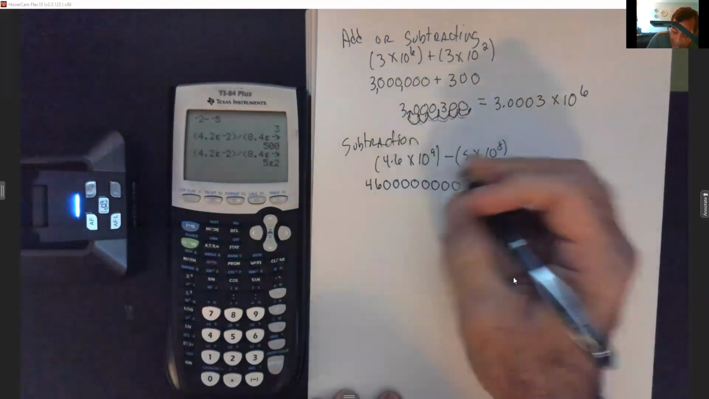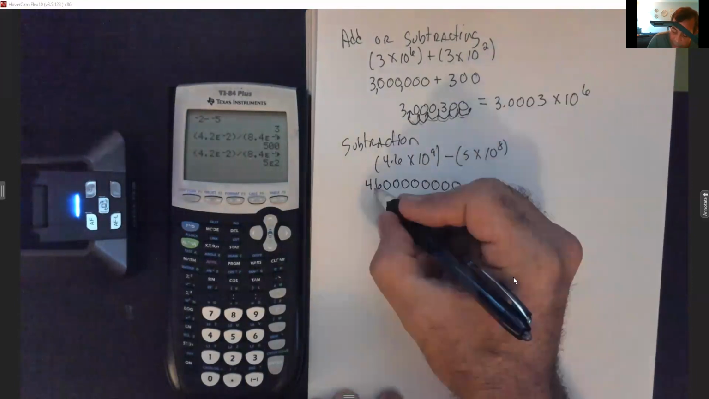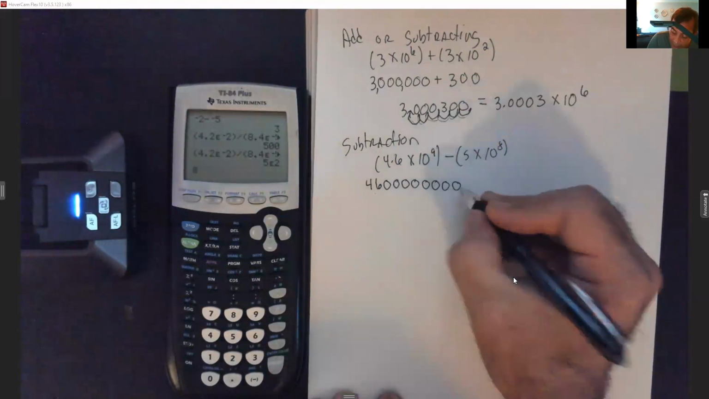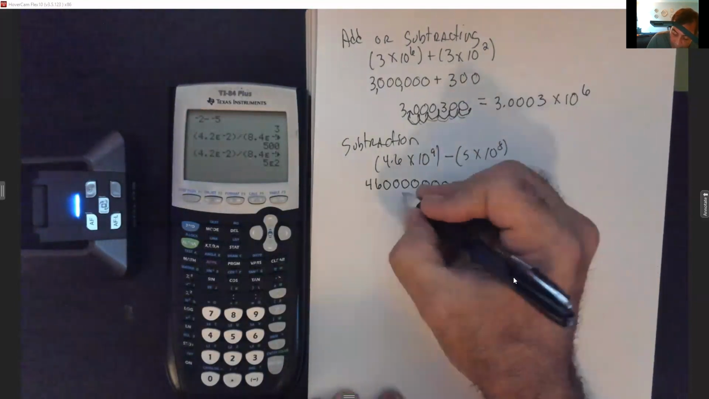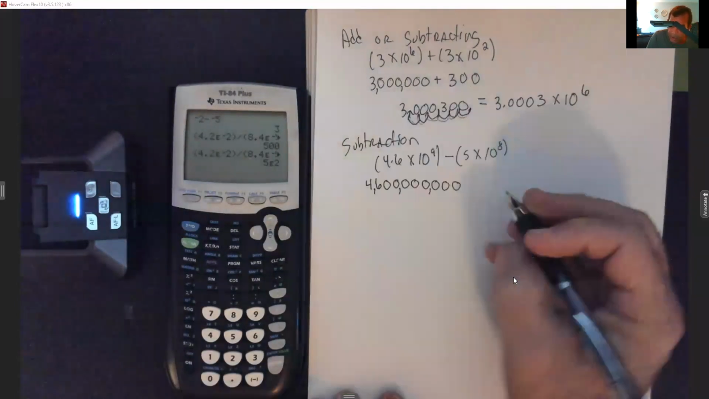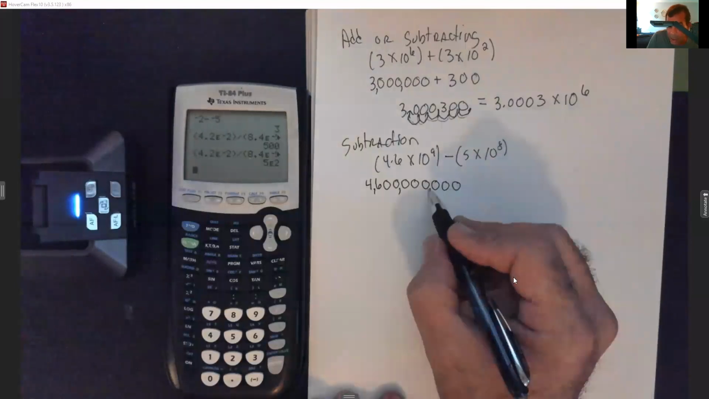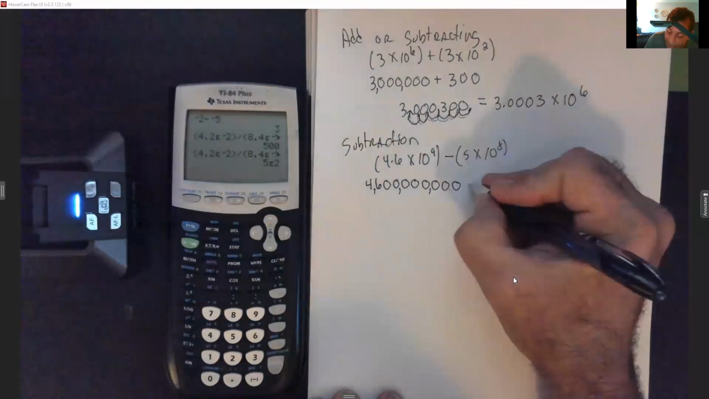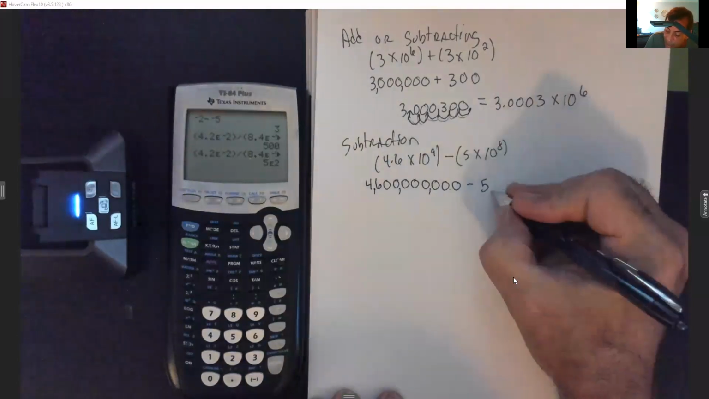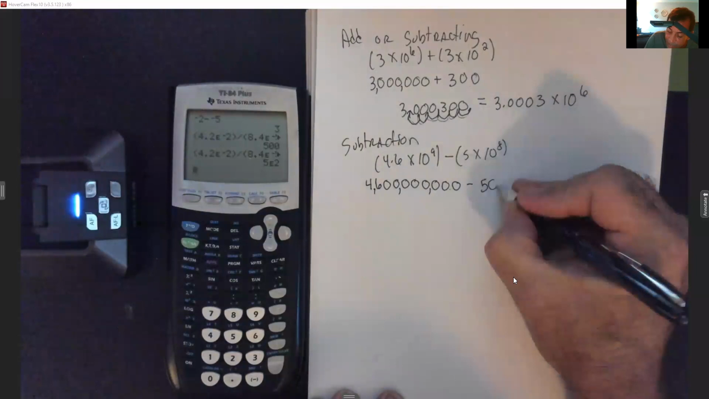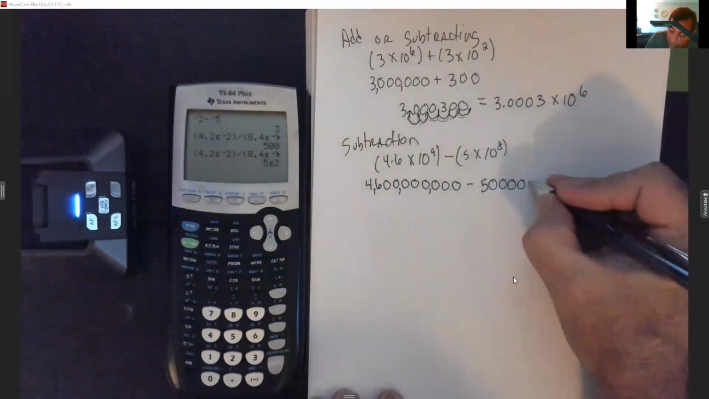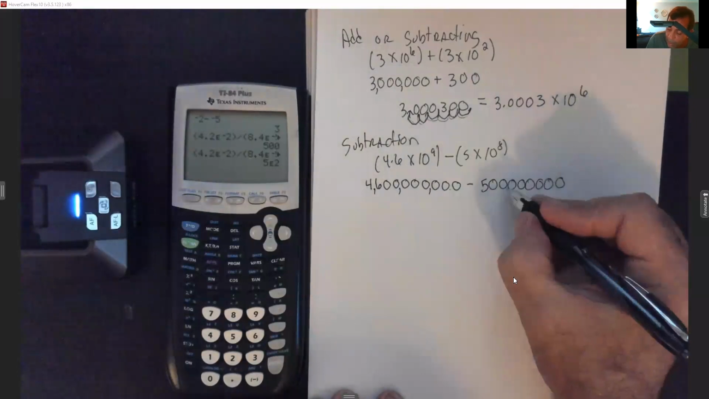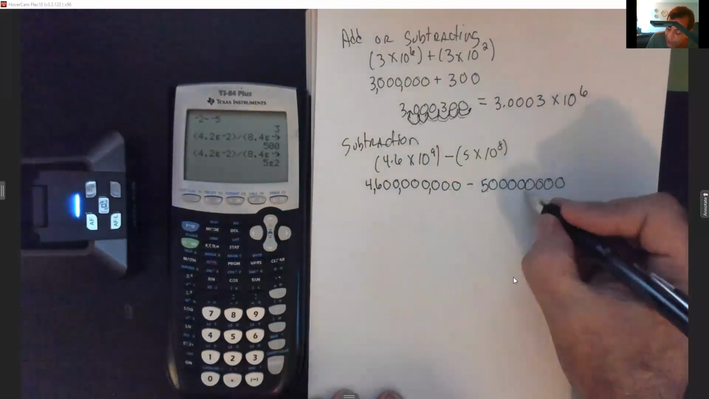So let's see, I moved it from behind the 4, 1, 2, 3, 4, 5, 6, 7, 8, 9. Big number. So let me break that up. So hundreds, thousands, millions. So I got 4.6 billion basically, minus 5, the decimal's here, so I gotta add 8 zeros. So 1, 2, 3, 4, 5, 6, 7, 8.